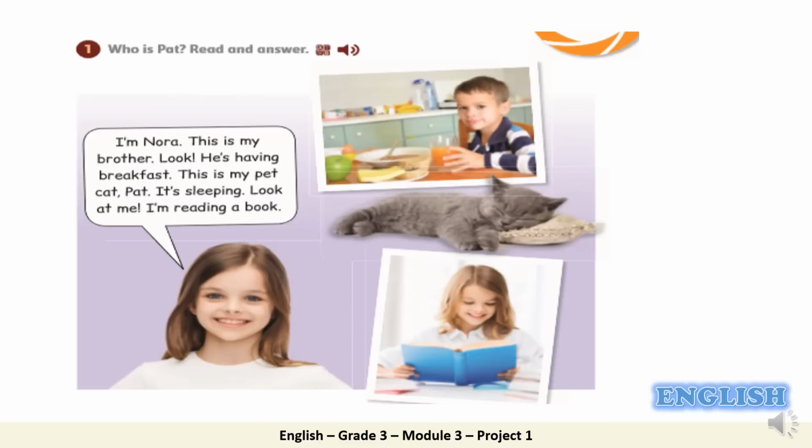Module 3. Project 1. Who is Pat? Read and answer. I'm Laura. This is my brother. Look, he's having breakfast. This is my pet cat, Pat. It's sleeping. Look at me. I'm reading a book.